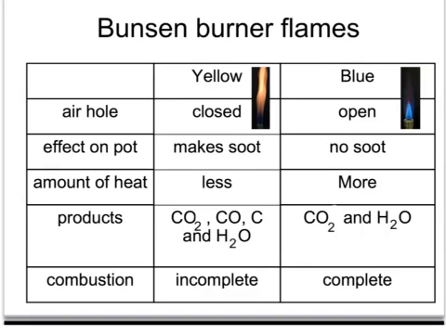In summary then, the blue Bunsen flame is made when the air hole is open. It produces no soot on glassware or on anything that's heated. It produces a great deal more heat and makes only carbon dioxide and water because it's complete combustion. Whereas the yellow flame, with the air hole closed, makes lots of soot. This is not good. It also produces less heat. And the products are not only water and maybe a little carbon dioxide, but can also produce toxic, poisonous carbon monoxide and also dirty carbon or soot. This is incomplete combustion. Incomplete combustion is not as good as complete combustion.